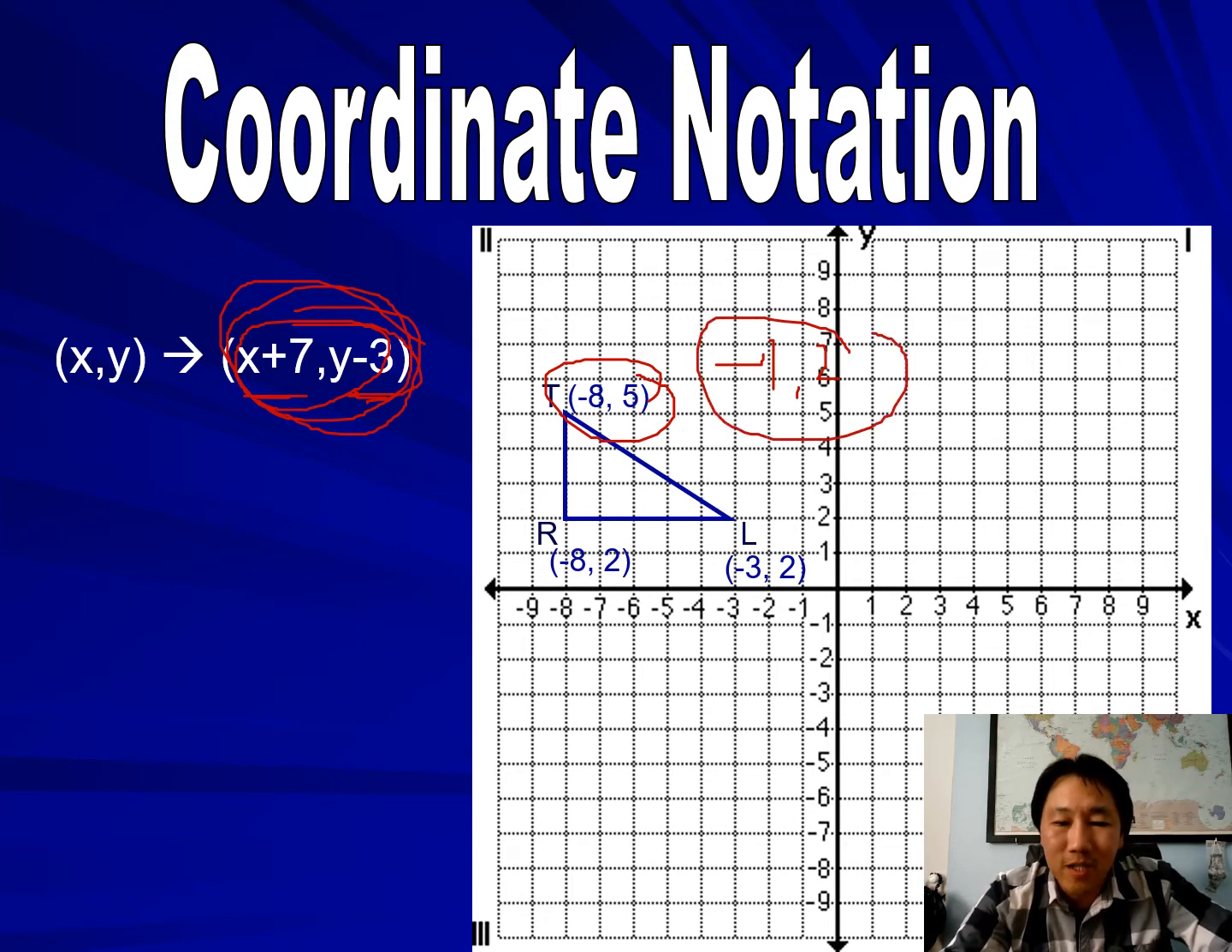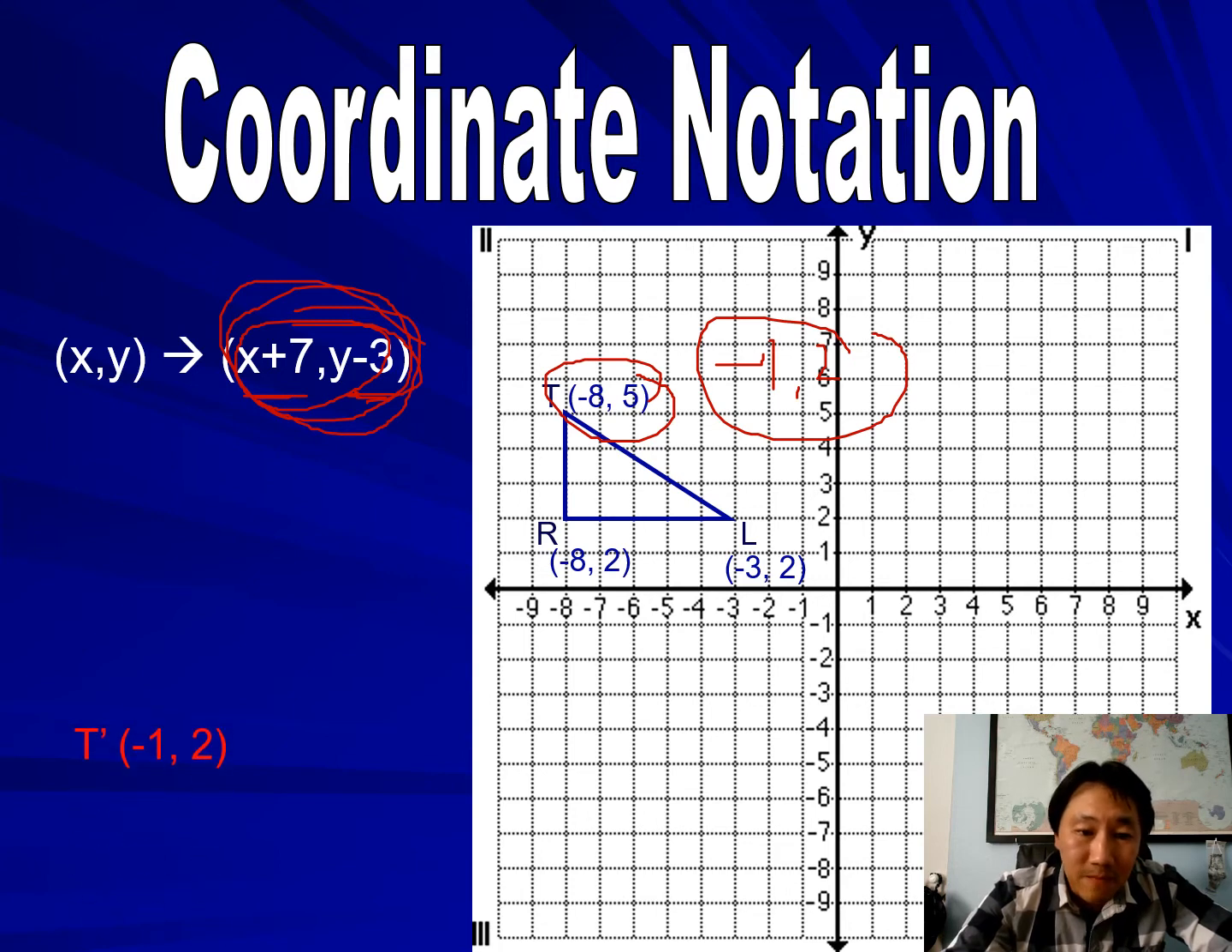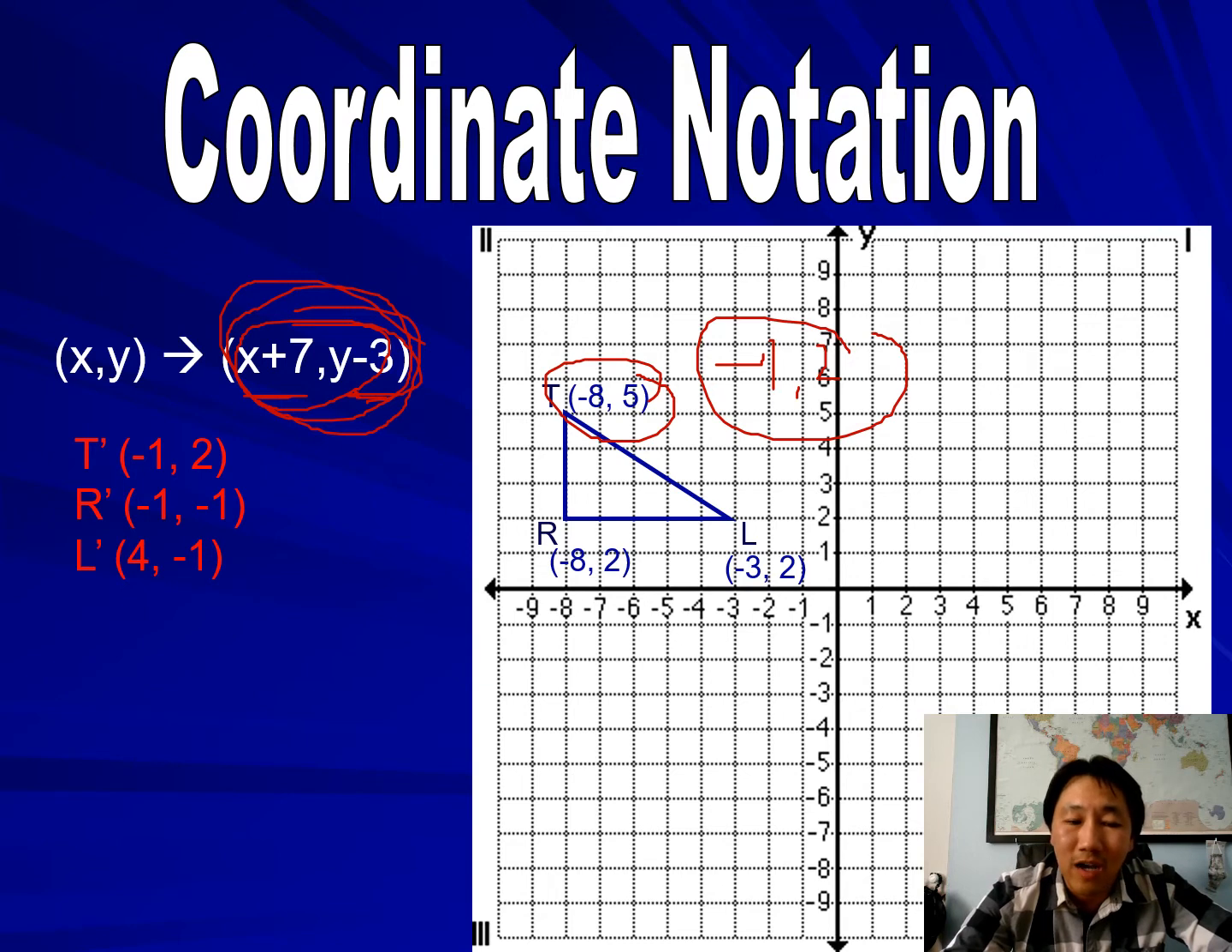We can do that for each individual point, and you should end up with T prime equals -1, 2, R prime equals -1, -1, and L prime at 4, -1, either by counting or by using the math. Your choice. There it is. Pretty nice.